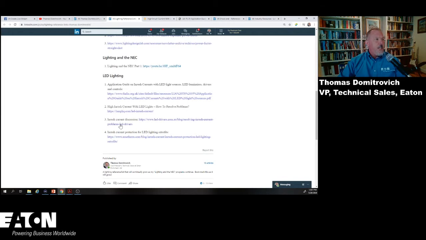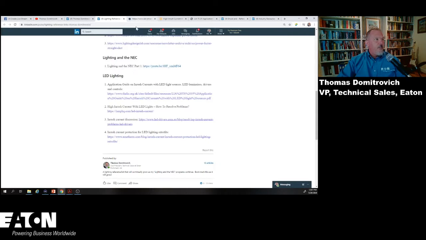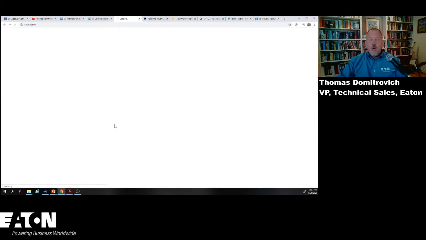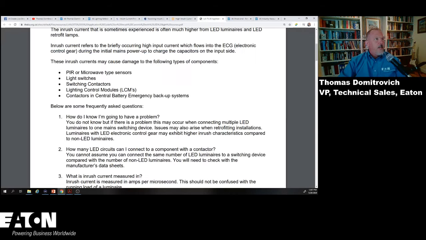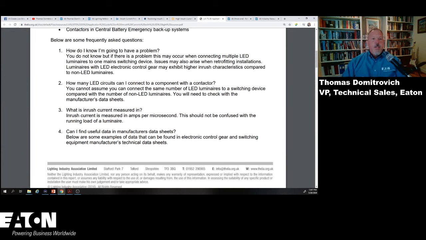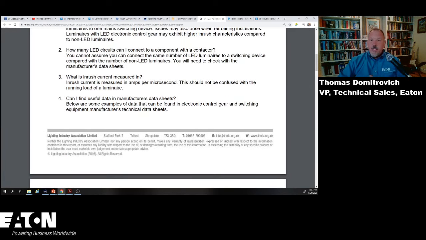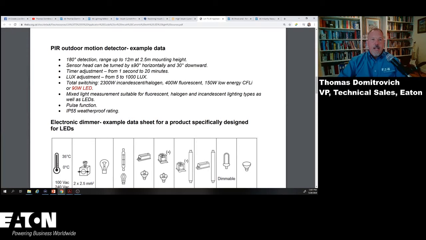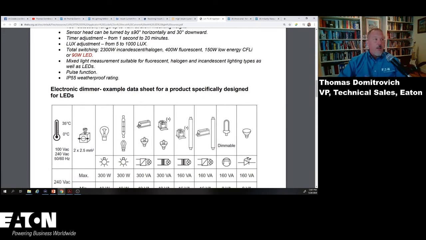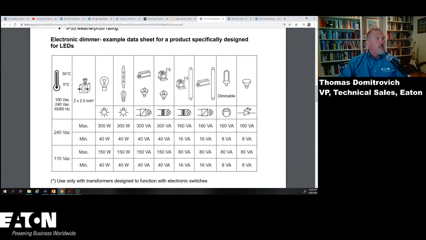I'm going to call each of these up, and again, I'm including those in my lighting reference article on my LinkedIn website. What you'll see here is how to know if I'm going to have a problem, and how many LED circuits I can connect into a component on a contactor. So it's not just circuit breakers; other types of devices controlling LED lights have to consider the fact that you will have inrush currents associated with the drivers of these LED circuits.